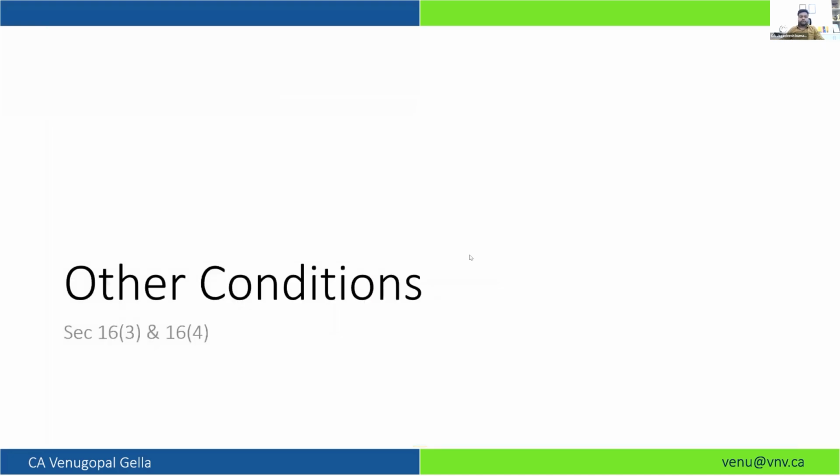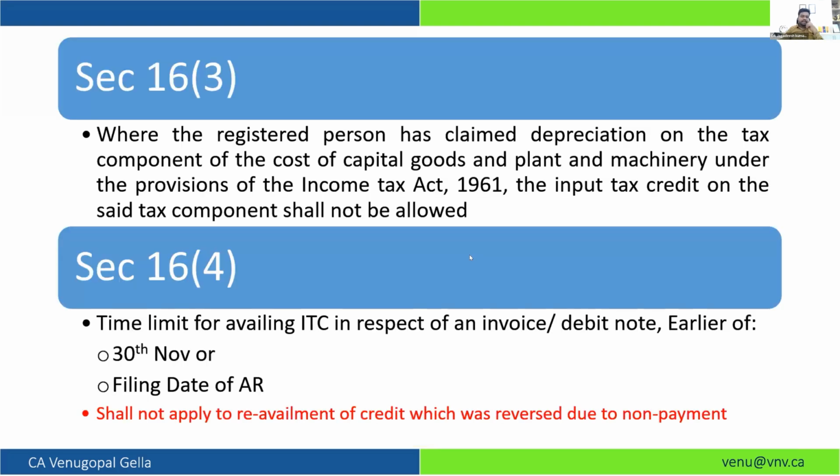Okay, moving on to the other conditions. Section 16, subsection 3, where if the recipient has claimed the depreciation on the input tax credit, then he is not allowed to avail the input tax credit. And coming to section 16, subsection 4, this is the post condition that prescribes the time limit to avail the ITC.